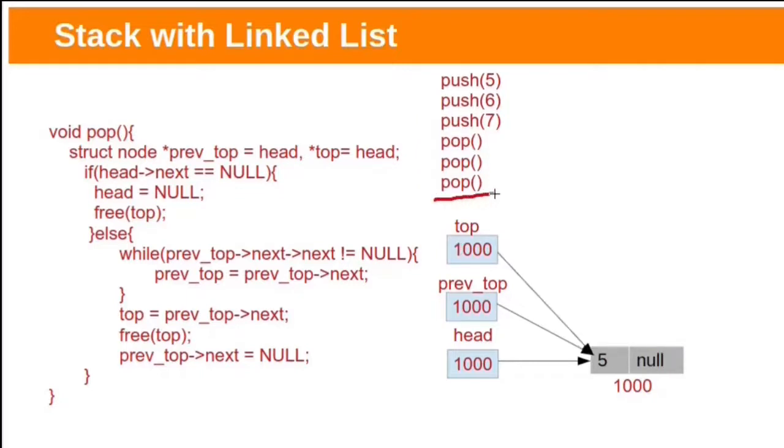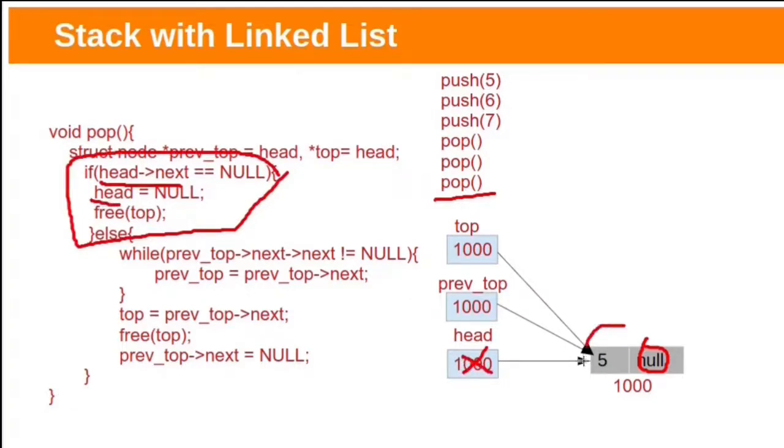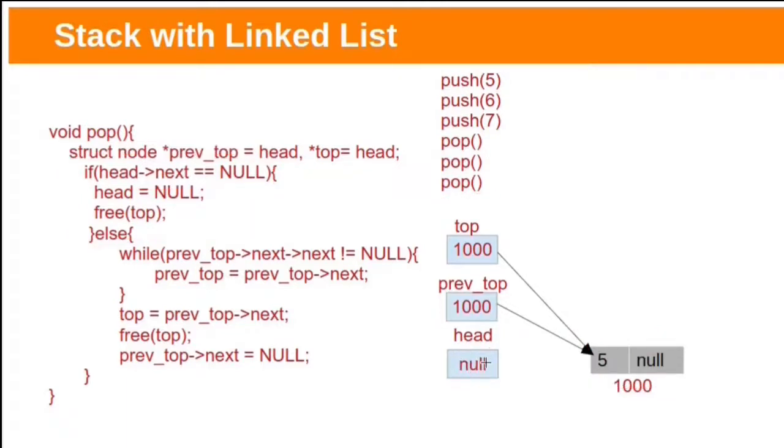Let's perform one more pop operation. Here head next is null. Head is pointing to this node, so its next is null. This if condition will be satisfied, so this if block will be executed. So set this head value to null and delete this node. See here, this head is set to null and we need to delete this top node. After deleting that node, the stack will be empty.